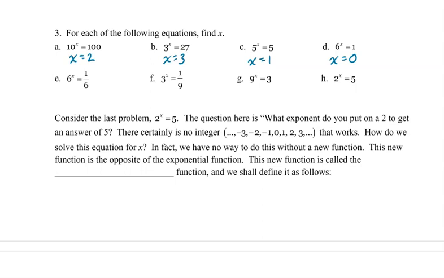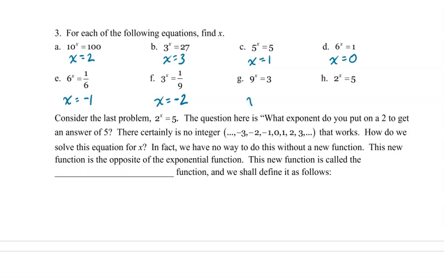All right, for e, 6 to the x equals 1 over 6. Again, remember, as soon as you see the fraction, that means it was flipped. That means it's going to be negative. And since it's still 6, it would be negative 1. All right, 3 to the x equals 1 over 9. Again, fraction, so we know it's going to be negative. And 3 times 3 is 9, so it's 3 squared, so negative 2.